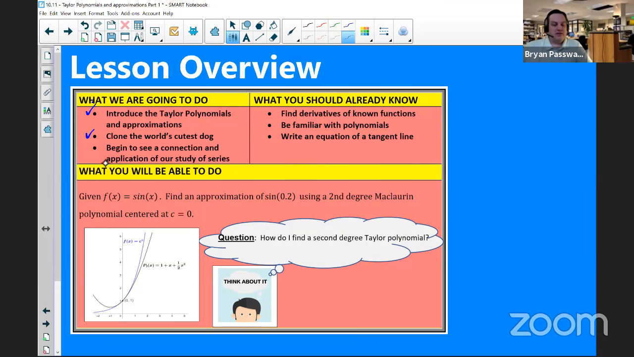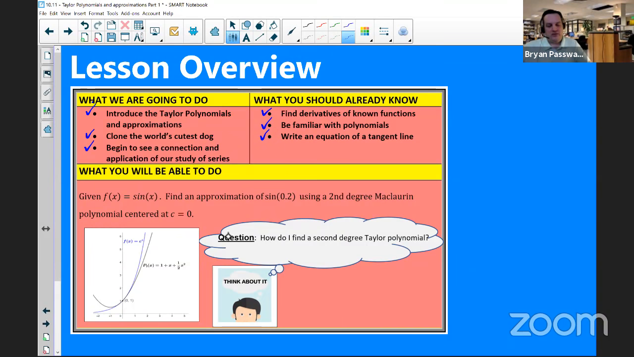And then hopefully we're going to be able to see this connection between our application of series that we've been doing, this convergence idea, with what we're talking about today of Taylor polynomials. So in order to do these things today, I hope we can find derivatives because we're going to need to do that from way back from AB. We're going to need to be familiar with polynomials. We're going to be talking about Taylor polynomials, so hopefully we understand what a polynomial is, and then writing equations of tangent lines, which we did way back in the beginning of Calc AB as well.